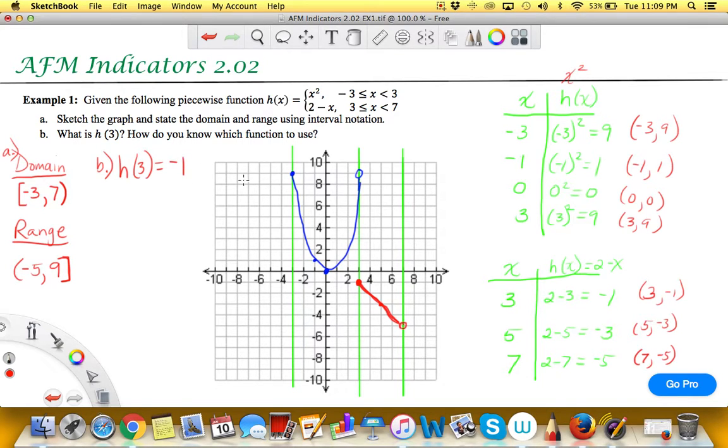Okay, and how can we prove that? If we plug it into this function, 2 minus 3, we get -1. So this proves algebraically that h of 3 is equal to -1 because we have to use the second function. But also if we go to the graph where x equals 3, we don't want to use this value because it has an open circle. We use this value because the 3 is included. And that's how we know which function to use, because this right here has the equal to sign. So this is piecewise functions.